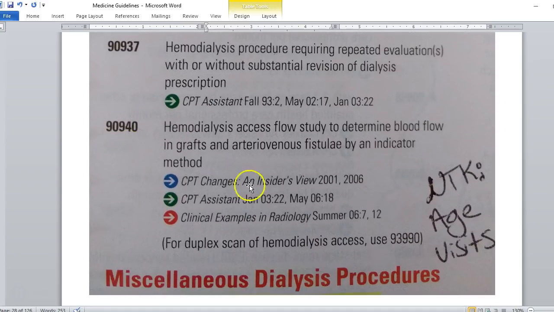We also will see the hemodialysis access flow study. This is when we've created that arteriovenous fistula, usually in the wrist area. And again, that's something that we specifically do in the cardiovascular surgery, but this is testing. Remember, a lot of medicine is testing.